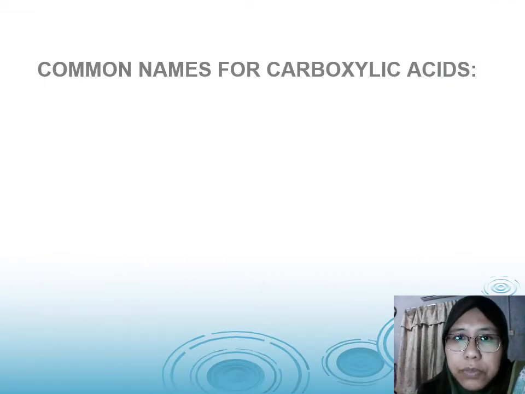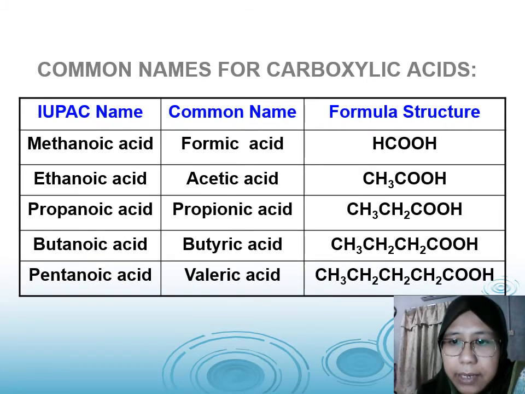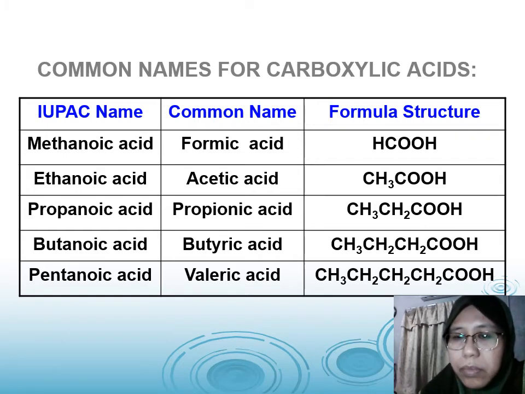Here are the common names for carboxylic acid, which you have to know. Formic acid is the methanoic acid with only one carbon. Ethanoic acid is acetic acid. Propanoic acid is propionic, butanoic is butyric, whereas pentanoic is valeric. So if a question comes in the final exam where we refer to the carboxylic acid by common name, for example valeric, you need to know it has 5 carbons. This is in the syllabus.